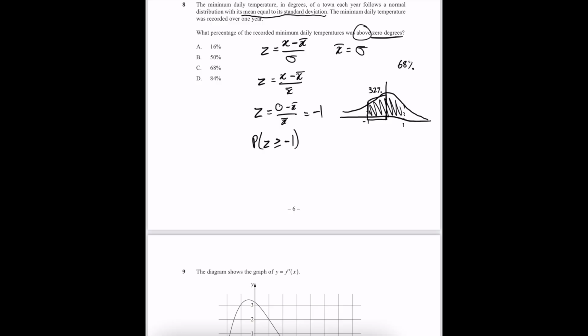And it's above -1. So that means we're also including this whole half of the area, which we should then also know is 50%. So to calculate the area, we take 32%, add it to 50%. Sorry, not 32%, 34%. It's my bad. And that gets us to 84%, which is our answer.